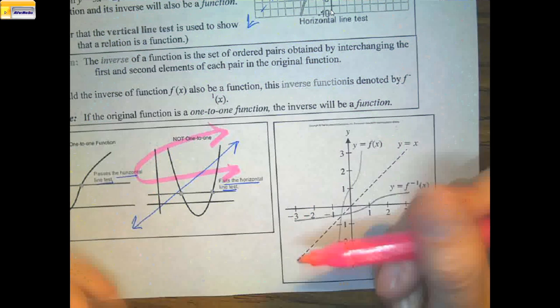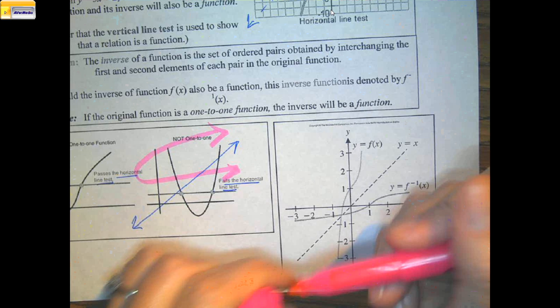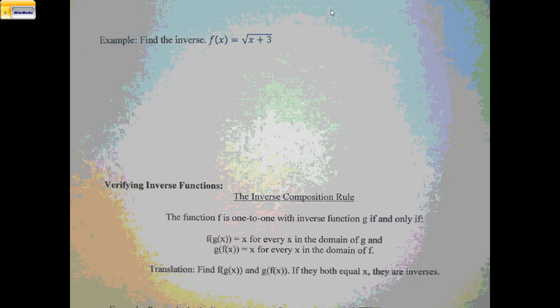Yeah, we'll flip it over and we'll do it on the other side. Go ahead and flip your paper over. Let's jump into the examples because it's not going to be that hard.